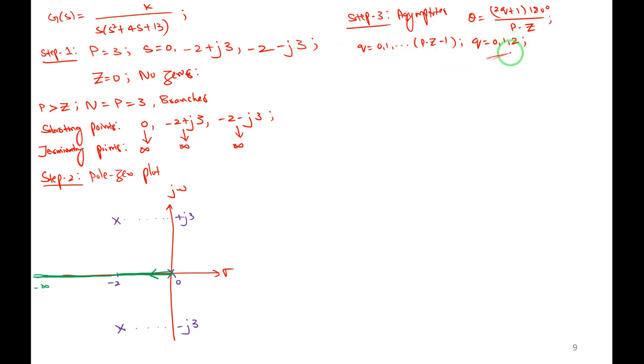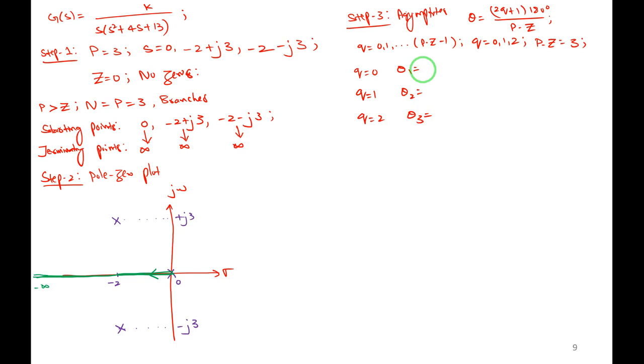And what is p minus z? Let me write it here only. P minus z is 3 minus 0, which is 3. For q equal to 0, find out theta 1. For q equal to 1, find out theta 2. For q equal to 2, theta 3. If you remember, you can write it, or else you calculate.